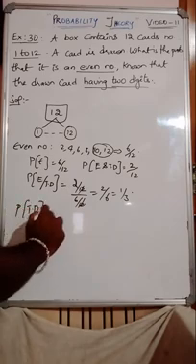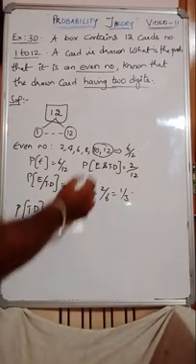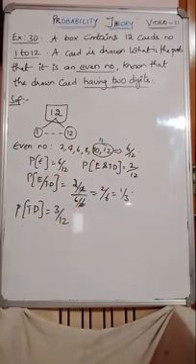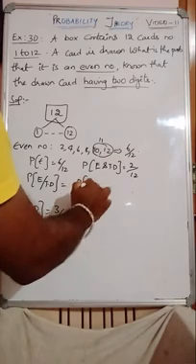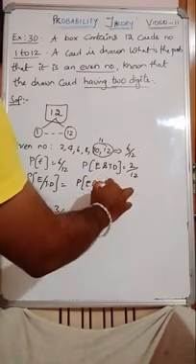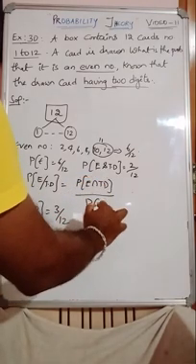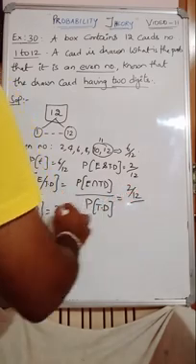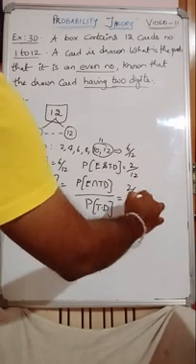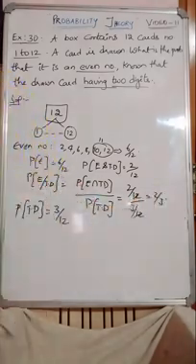Probability of getting a 2-digit number: 3 are there because 10, 11, 12. Therefore, probability of E intersection TD divided by probability of TD equals probability of E intersection, 2 by 12, divided by 3 by 12. So 2 by 3 is the answer.